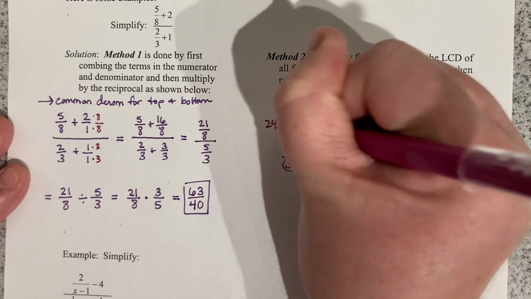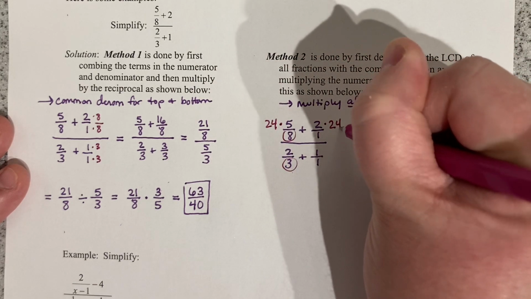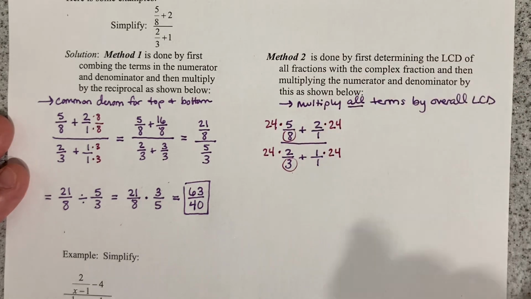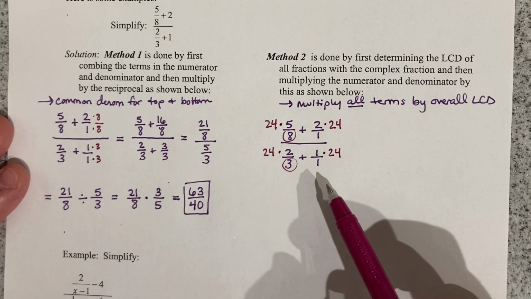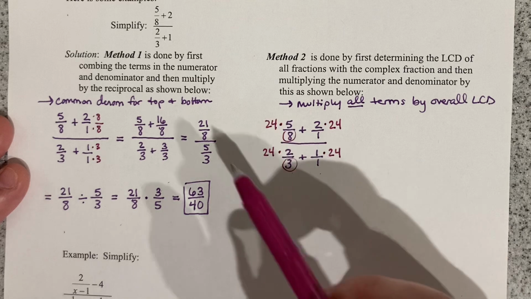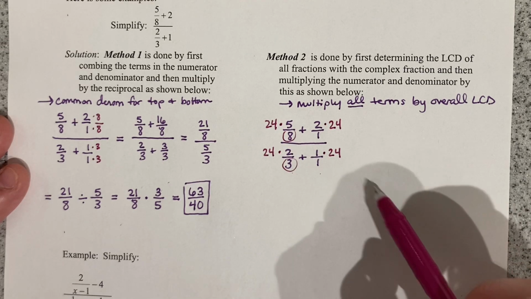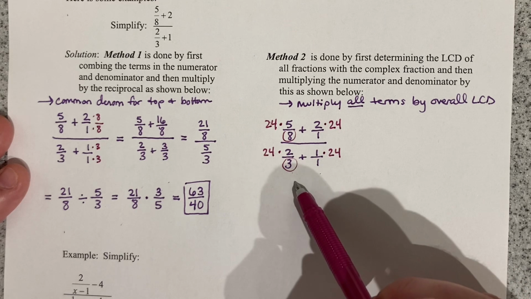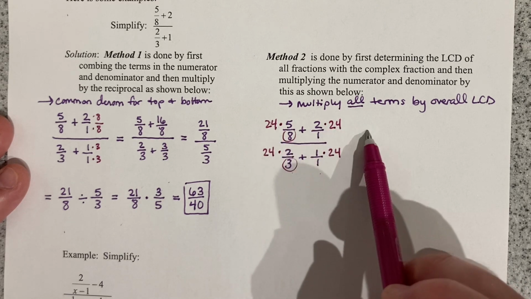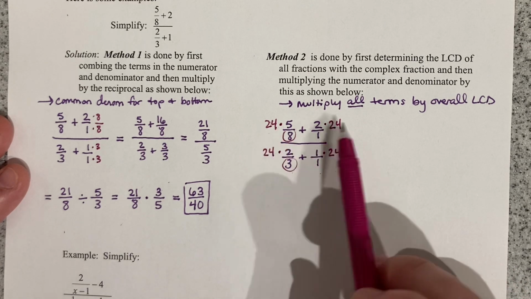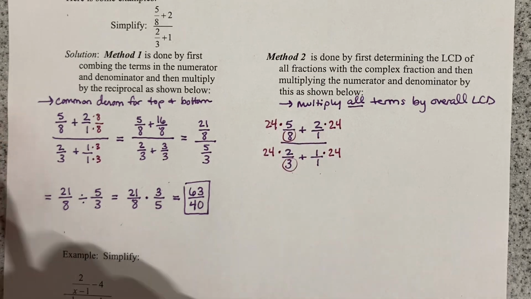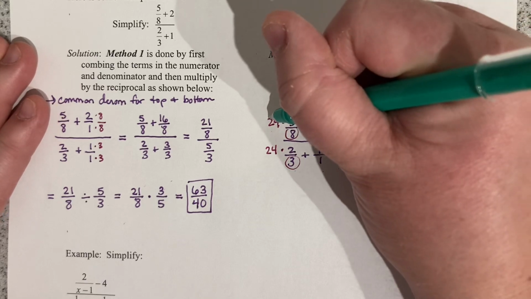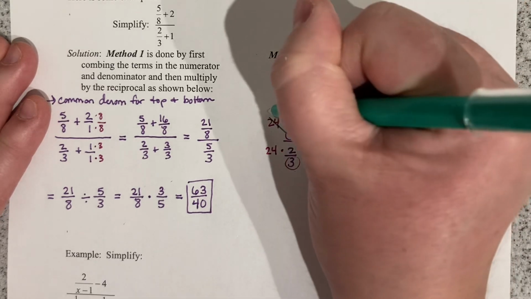So 24 times the first fraction, and it's just the tops. I don't want the denominators to be bigger because I'm trying to get rid of these denominators. That's why we're multiplying by this LCD, so that all the fractions will cancel. So we see we multiplied all the numerators by 24. But I'm not actually going to do 5 times 24. What I'm going to do is cancel, because 24 divided by 8 is 3.